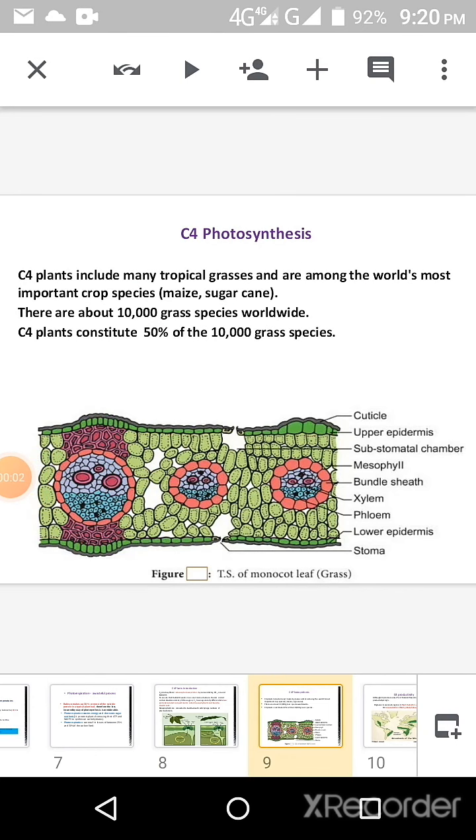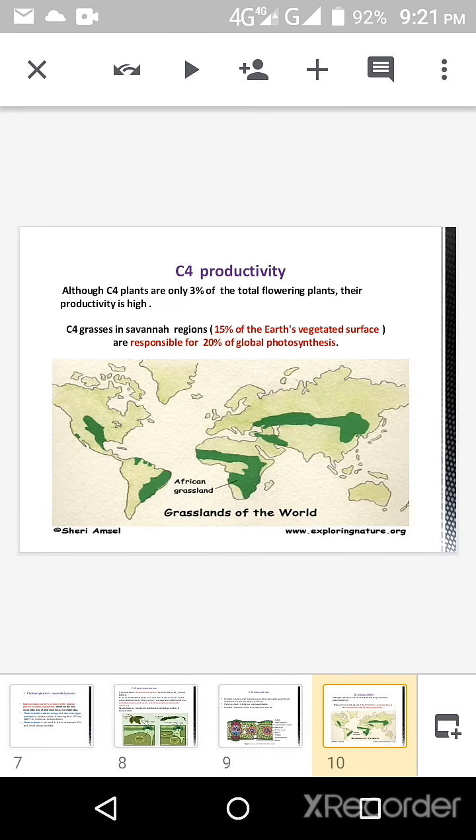C4 plants include many tropical grasses and are among the world's most important crop species. Examples are maize and sugarcane. There are about 10,000 grass species worldwide, and of these 10,000 grass species, 50% are C4 plants. Although C4 plants are only about 3% of the total flowering plants worldwide, their productivity is very high.